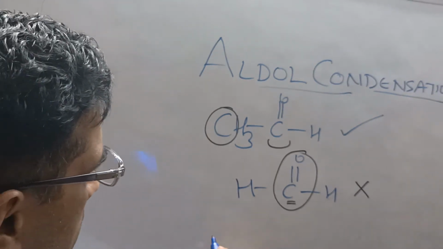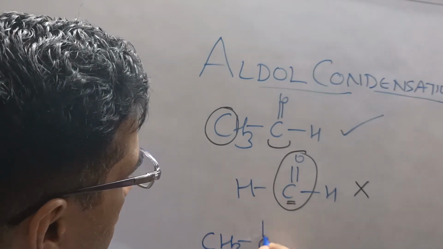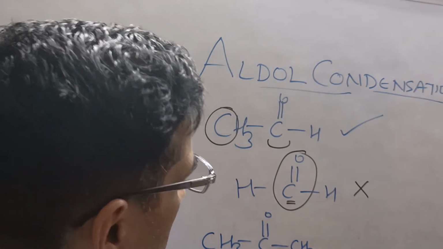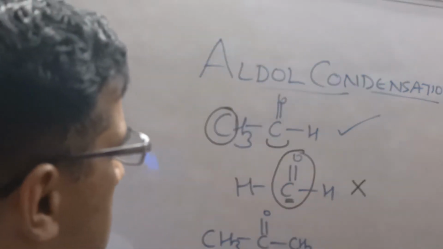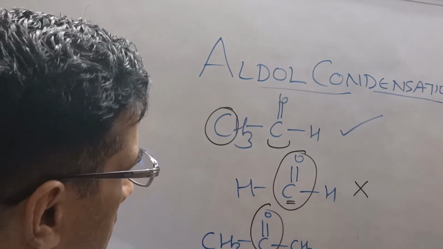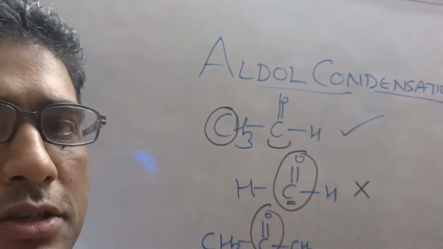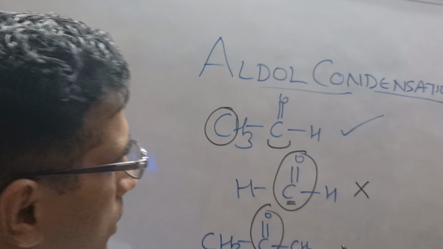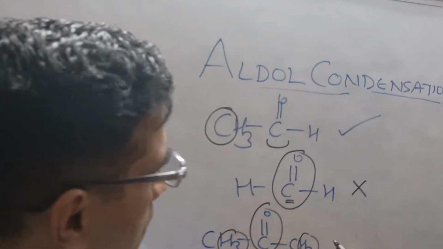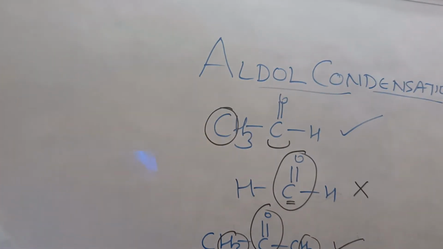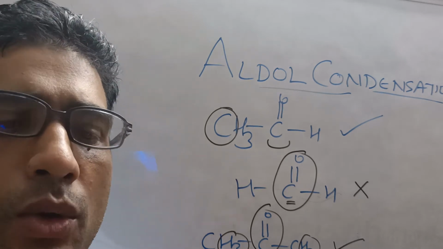Let us take another example of a ketone. This is propanone. Yes, this is carbonyl carbon and these carbon atoms are attached directly to this carbonyl carbon. Therefore, they have alpha hydrogen also. Yes, propanone will show aldol condensation.